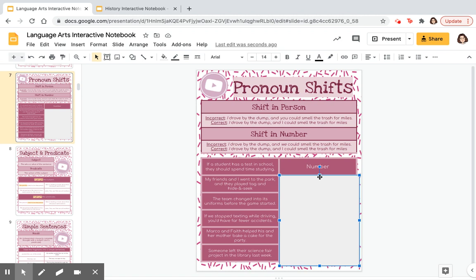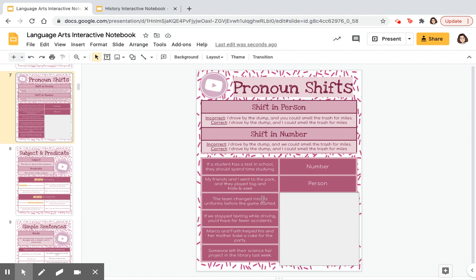My friends and I went to the park and they played hide and seek and tag. Now, this is an incorrect shift in person. My friends and I versus they. Because we are included in the event, it would be we played tag and hide and go seek. Because you are taking me out of the equation and I want to play.